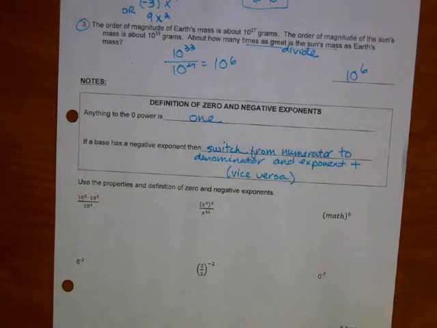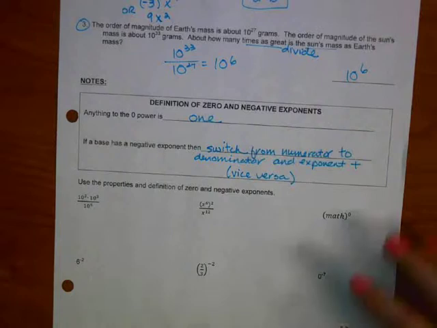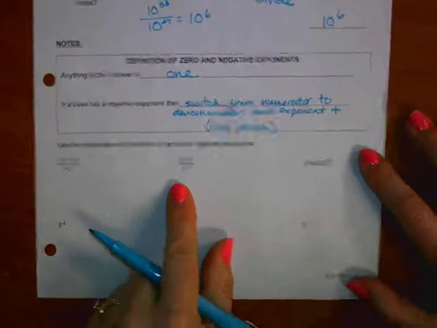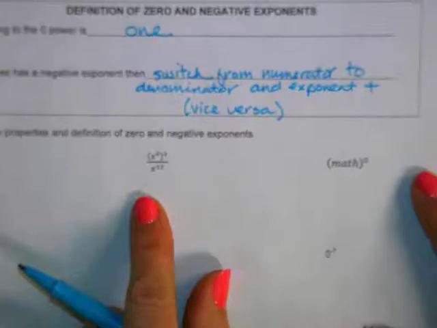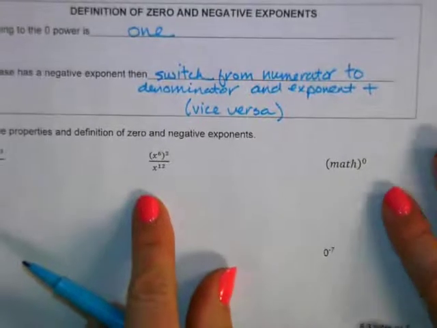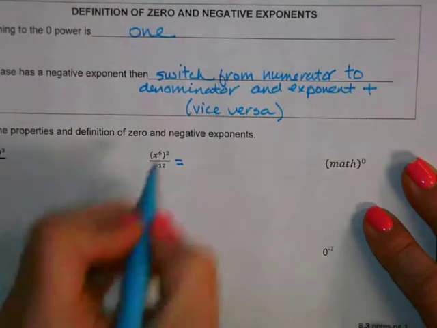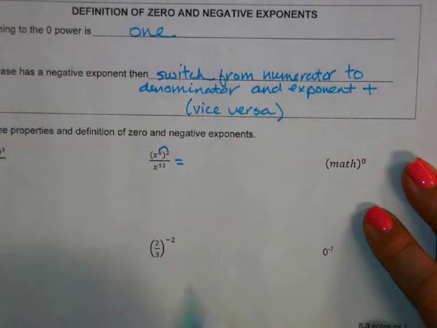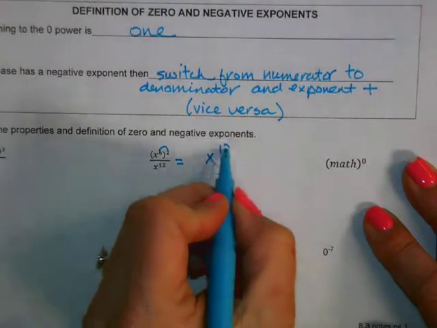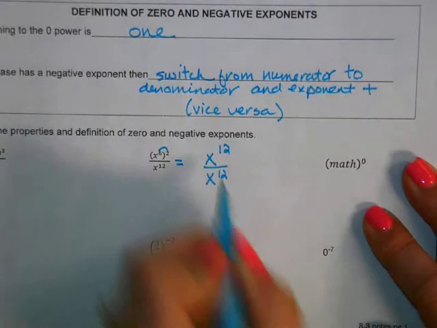All right, we don't need to do all of these, obviously, because we already did some. But let's start with this one right here. Let me make it a little bit bigger. Okay, the first thing you need to do is what? Using the properties that you learned last week, what would be the first thing you would do? Distribute the 2 to the 6, which would be 2 times 6, which would be x to the 12, over x to the 12.